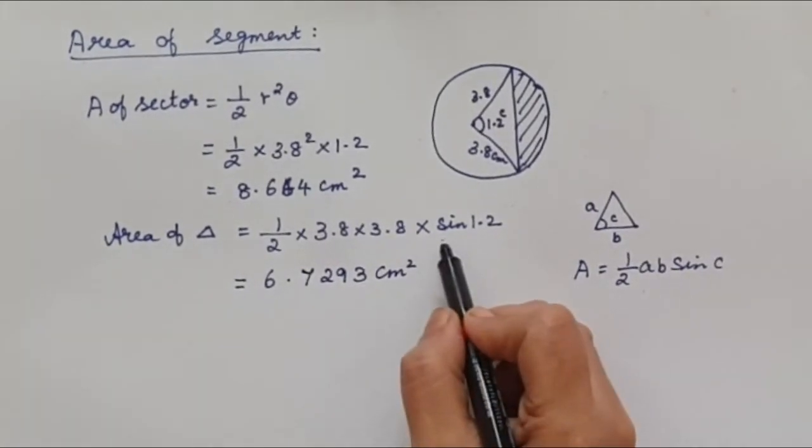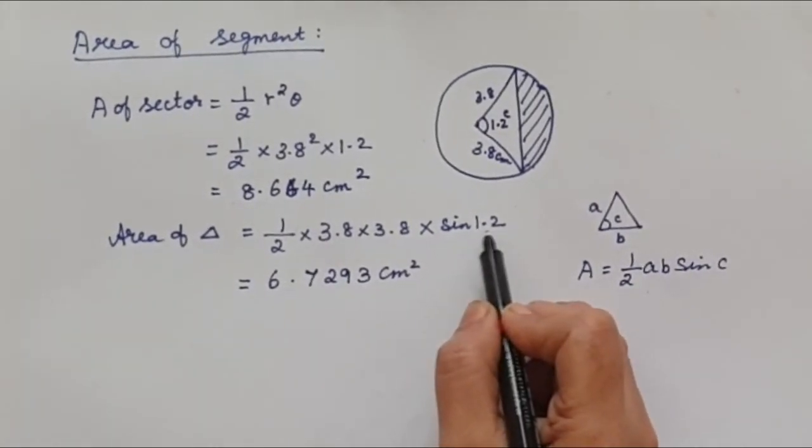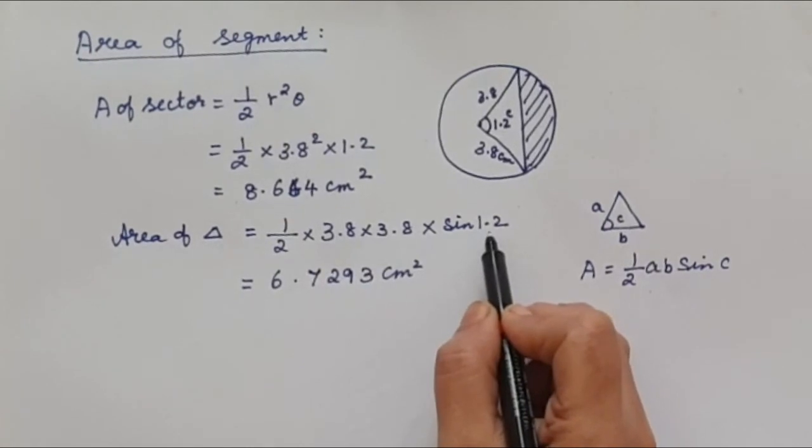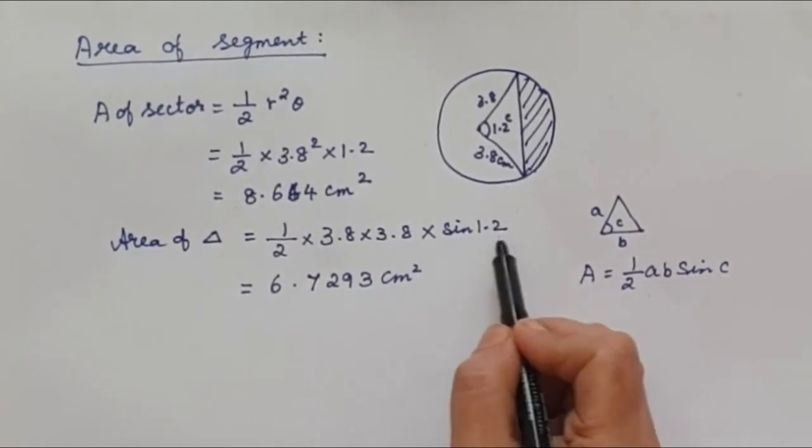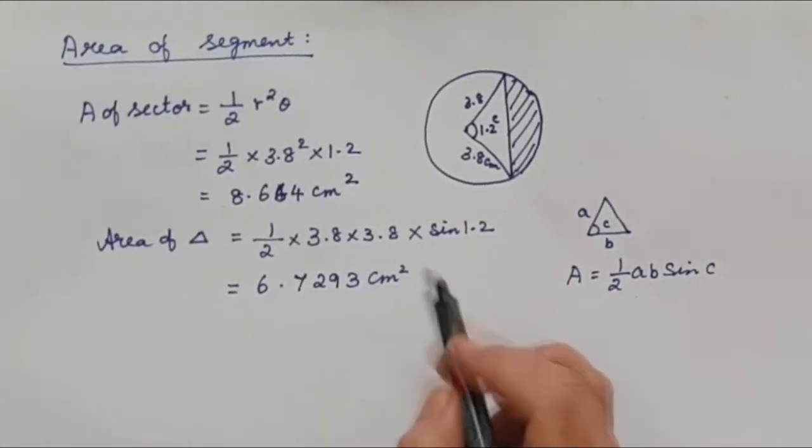When you are using the calculator for sine 1.2, you have to change the calculator to the radian mode, and then only you will be substituting this value in your calculator. Otherwise, you will get your answer wrong.